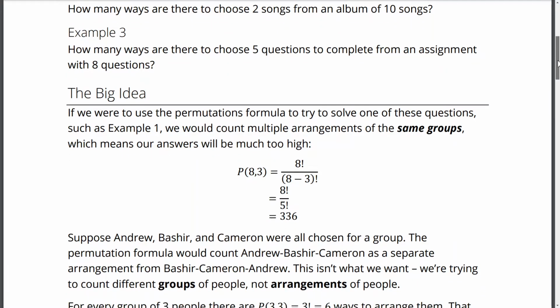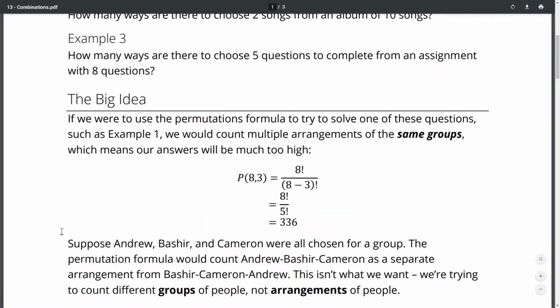So here I've written down a specific example. Suppose Andrew, Bashir, and Cameron were all chosen for a group. The permutation formula would count that sequence, Andrew, then Bashir, then Cameron, as a separate arrangement from Bashir, then Cameron, then Andrew, but that isn't what we want. We want to count the different groups, not all of the different arrangements of those people.